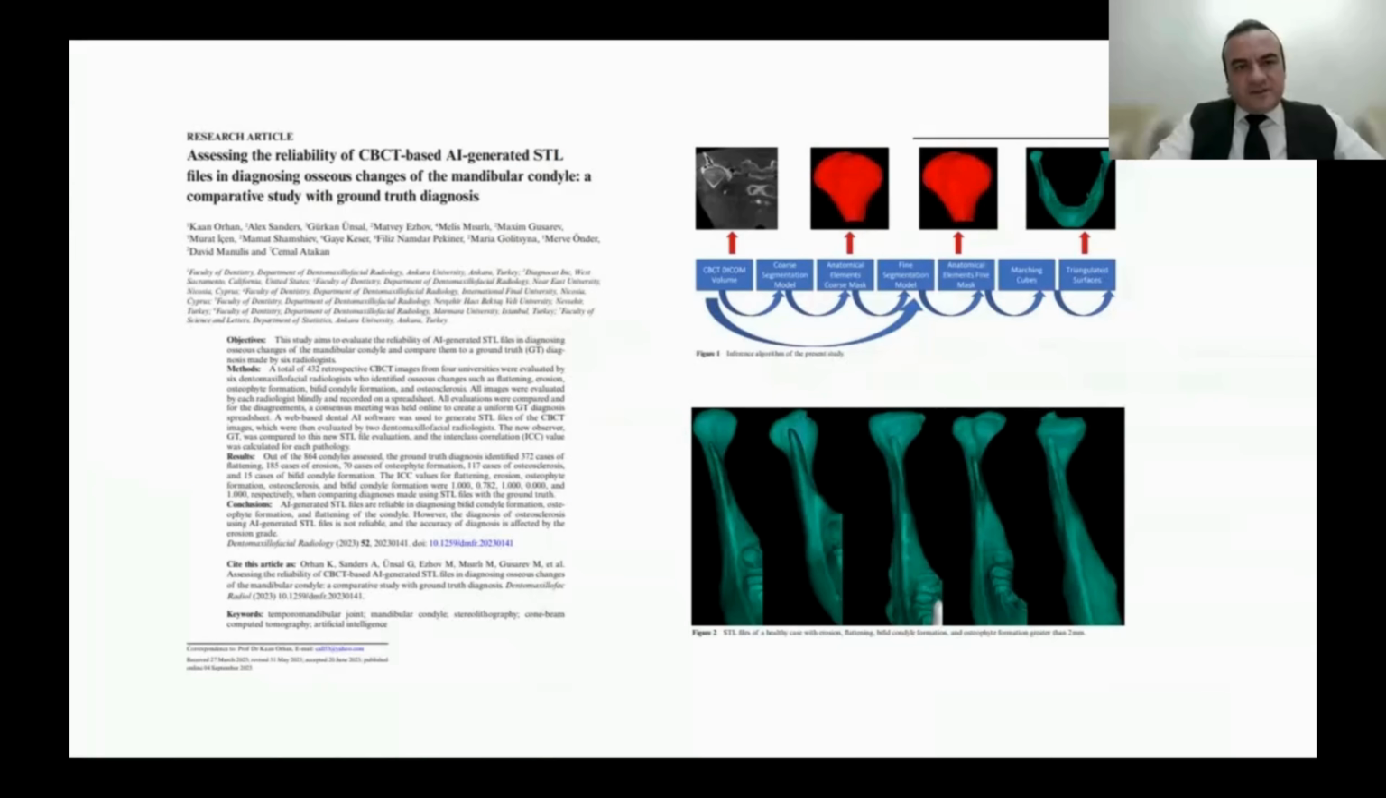We performed several studies about these AI-generated, especially CBCT-based AI-generated, STL files. For instance, in this study, we performed an evaluation of the osseous changes of the mandibular condyle, especially if you are not very familiar with these types of pathologies. The AI decision support system can make the segmentation and the classification, and especially for bifid condyle formation, osteophyte, erosion, and flattening, it's almost perfect.